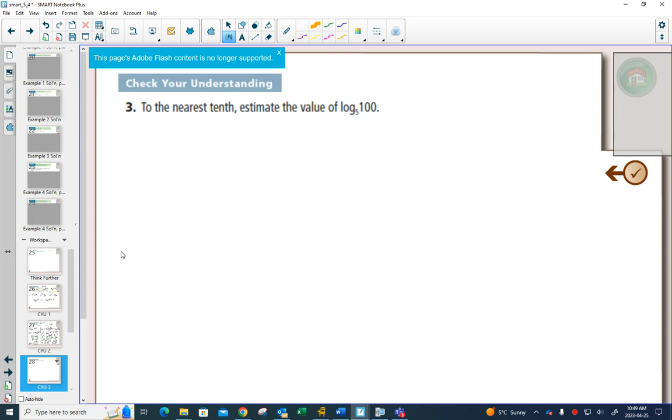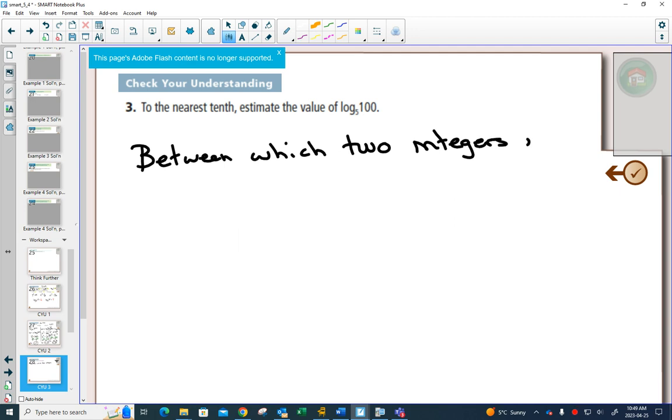So more typically, if this would be on a non-calculator part of your test, the same kind of question would ask something like this. Between which two integers, which are positive and negative whole numbers, is log 5 of 100? In other words, is log 5 of 100 between 5 and 6, 3 and 4, 1 and 2? Where would we find it?